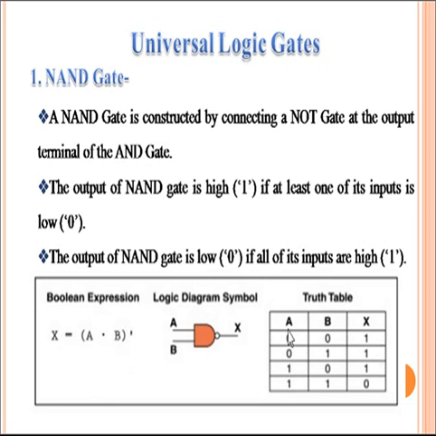So from this truth table we can conclude that if any one of the inputs of a NAND gate is 0, then the output value will be 1. Similarly, if all the inputs of a NAND gate are 1, then the output value will be 0.